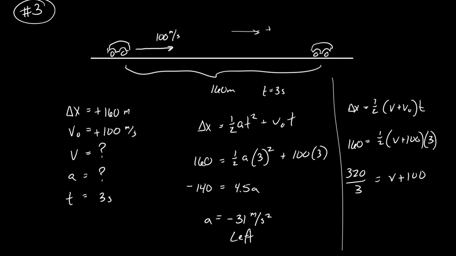So 320 divided by 3 is 167? 106. 106, and then 6 repeating? Yeah. So 7 meters per second, or 6.6 repeating, but this is good enough.